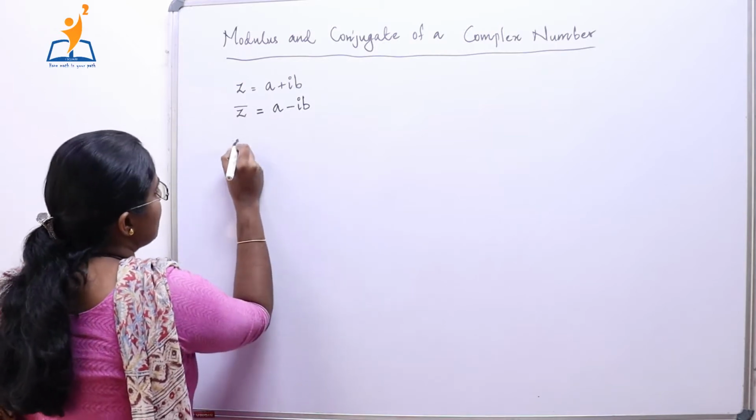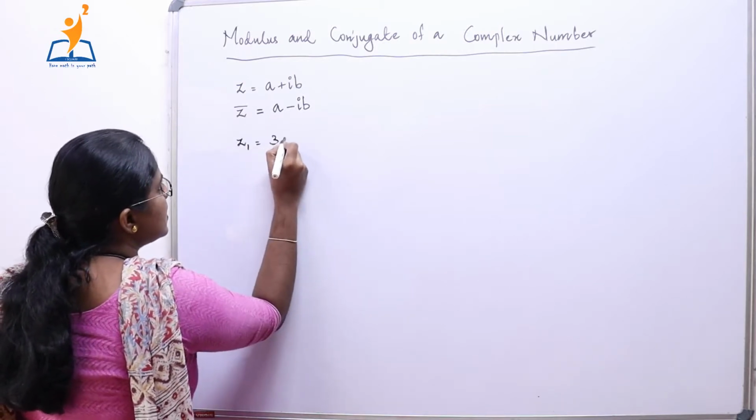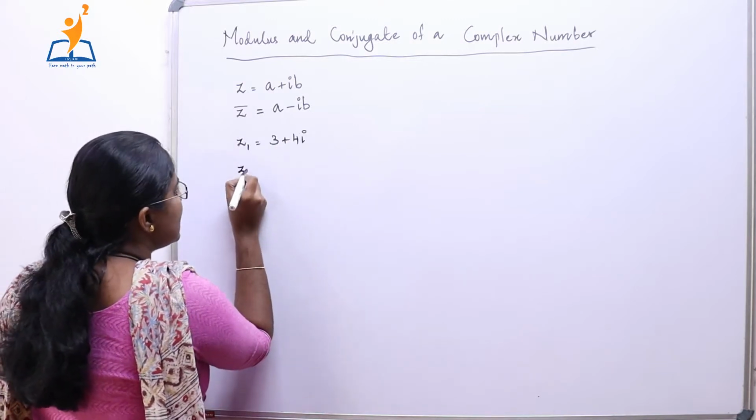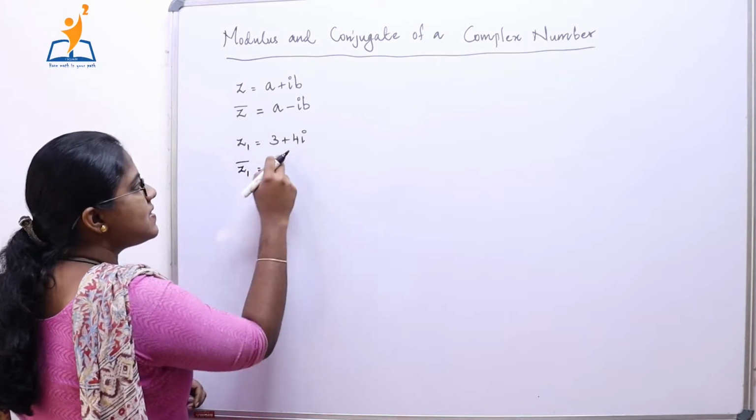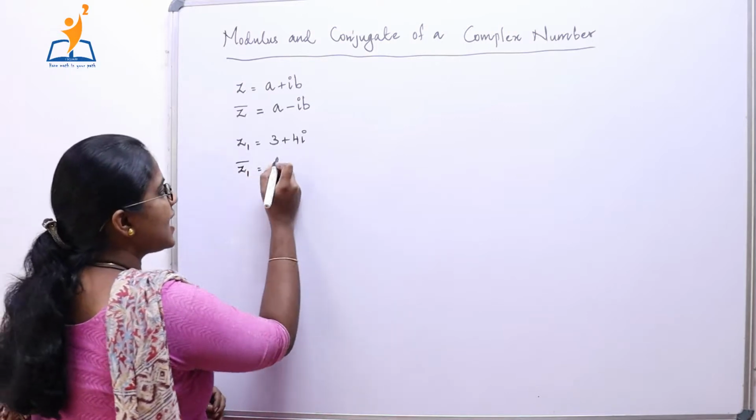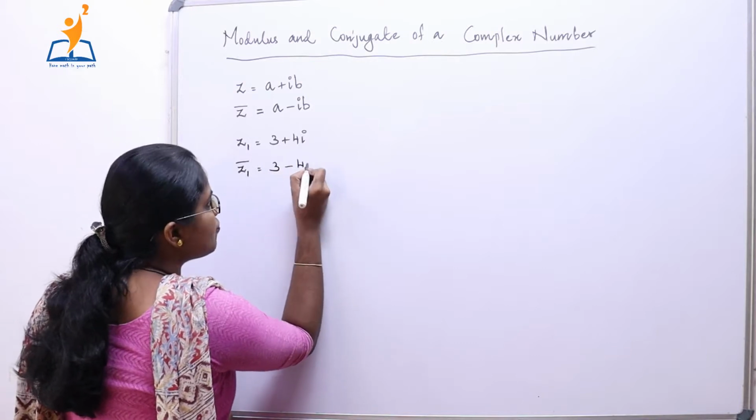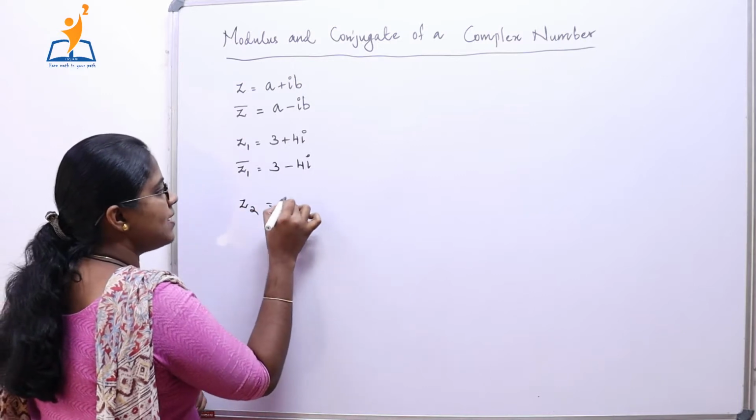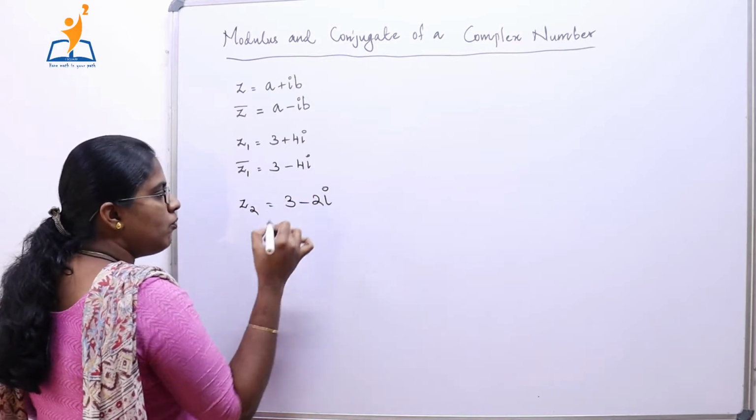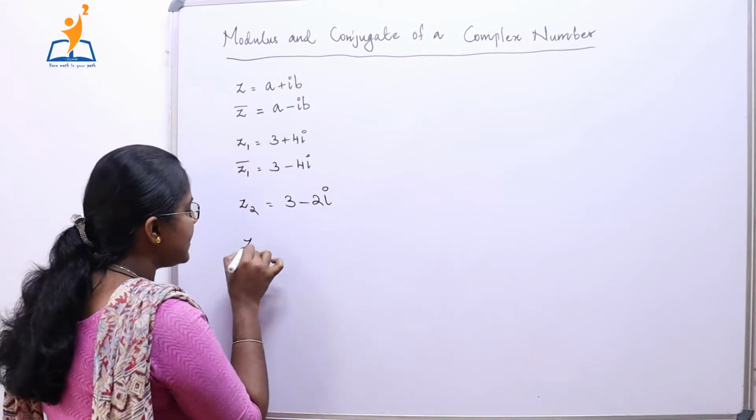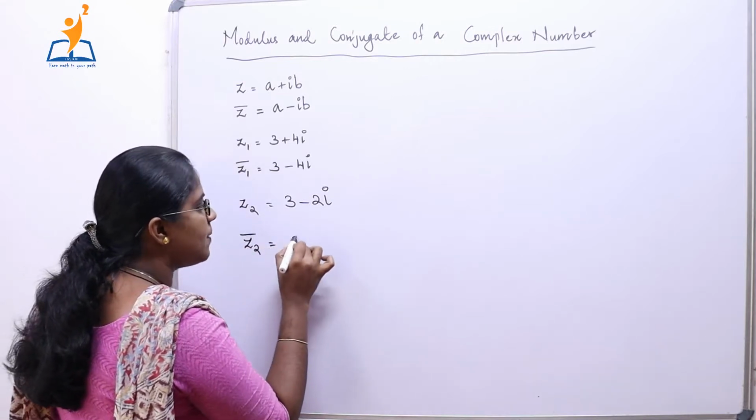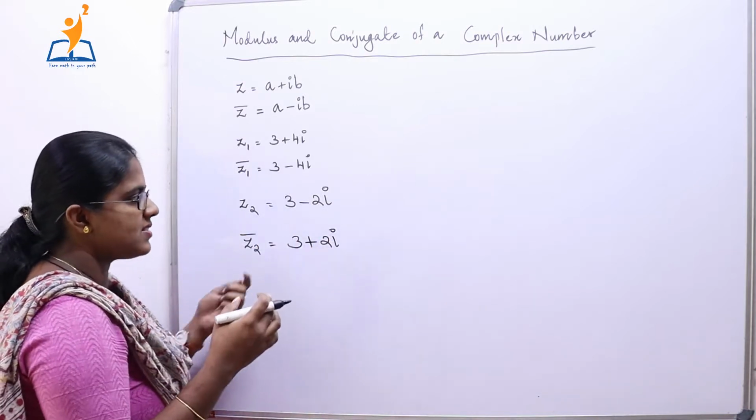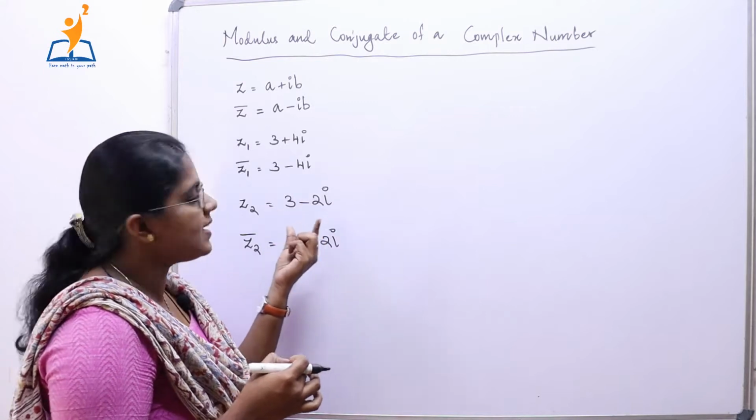Let's look into an example. Let Z1 is equal to 3 plus 4i. Then what will be the conjugate of Z1? Then Z1 conjugate will be, simply replace the positive sign by negative sign, that is 3 minus 4i. Let another example be Z2 is equal to 3 minus 2i. What will be its conjugate? Then Z2 conjugate will be simply 3 plus 2i. Always change the sign of the imaginary part.